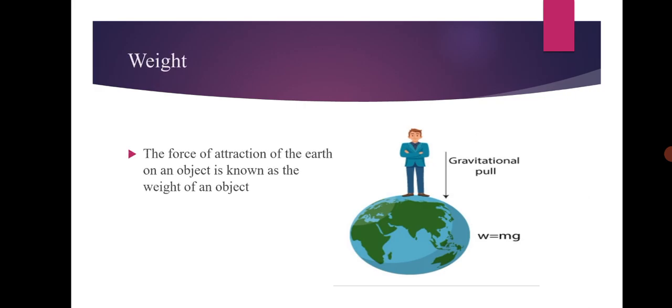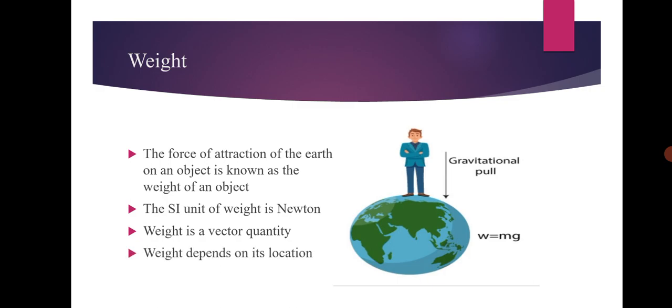The next concept is weight. The force of attraction of the earth on an object is known as the weight of the object. The SI unit of weight is Newton. Weight is a vector quantity. Weight depends on its location. The formula of weight is W = M × G, where M is the mass and G is the acceleration due to gravity.